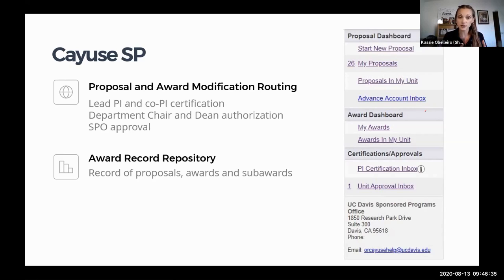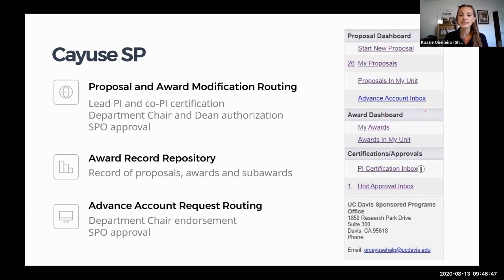SP is our internal system, right? It's that proposal and award modification routing and approval system. It's our award repository. This is where you can access your records of proposals, awards, outgoing subawards as well. And it's also where you can request advanced accounts, which is pre-award spending if you ever need that.